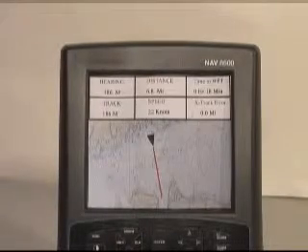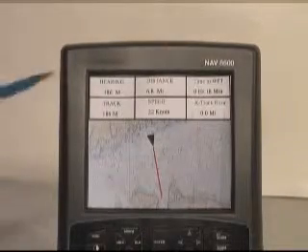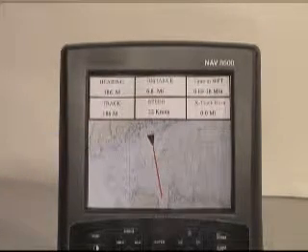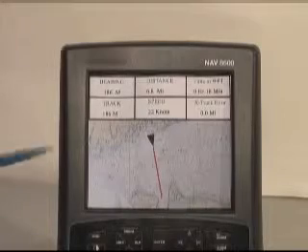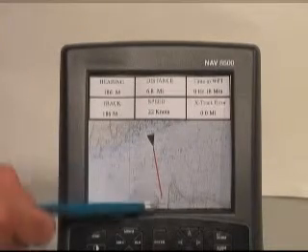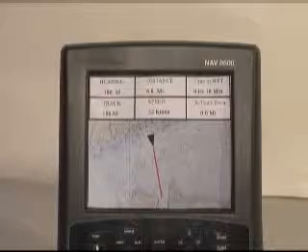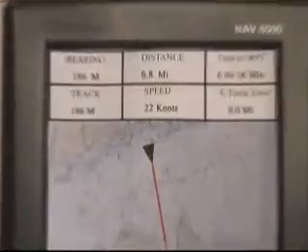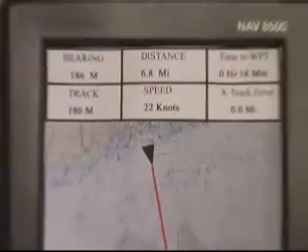Okay, we're looking at the chart plotter screen just as we're leaving Crean's Ledge Light. And again, the black triangle is depicting the position of the vessel, and the course line is provided right on the screen, this line here. And we've also got some data boxes up here. Let's zoom in and see what those data boxes are telling us.